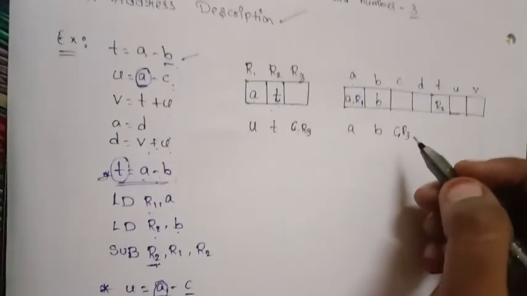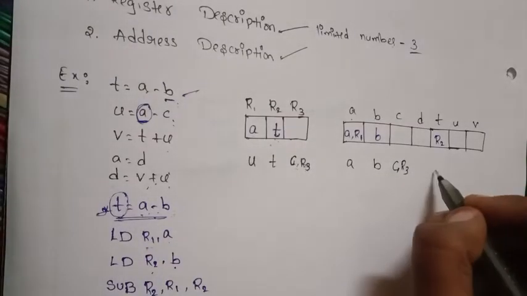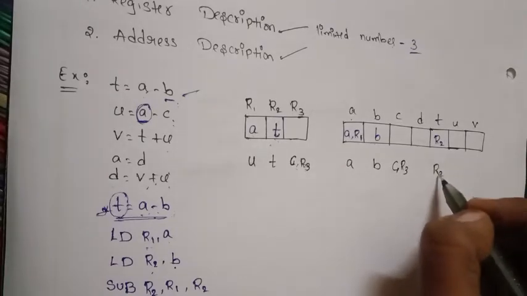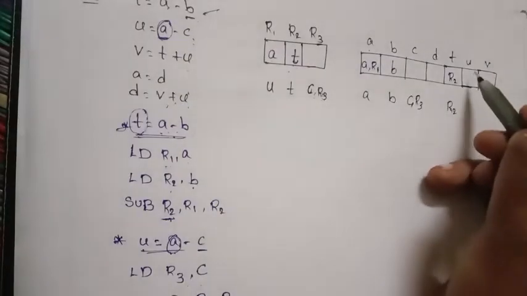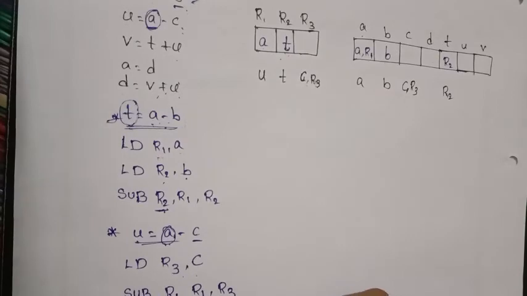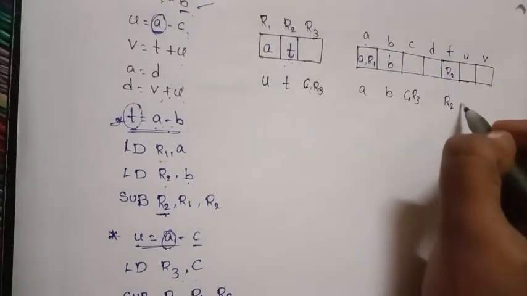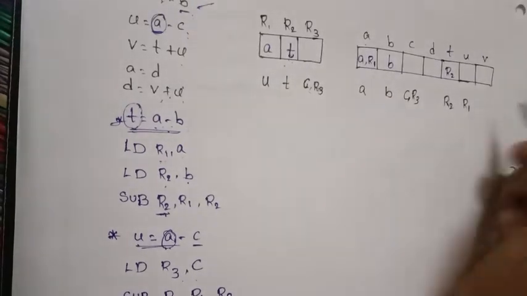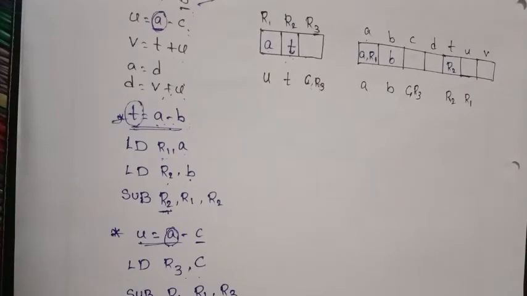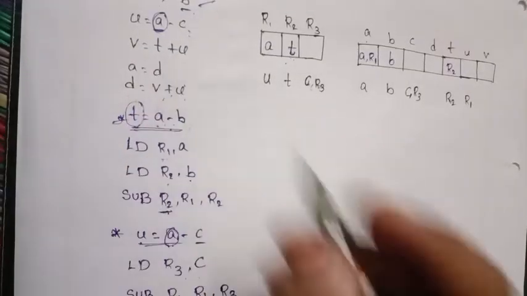D, we didn't take any D up to now, leave it. And T is R2. And R1, U value guys. U value is R1. So write it here. There is no V here. Now after that, again I am going to take this V.